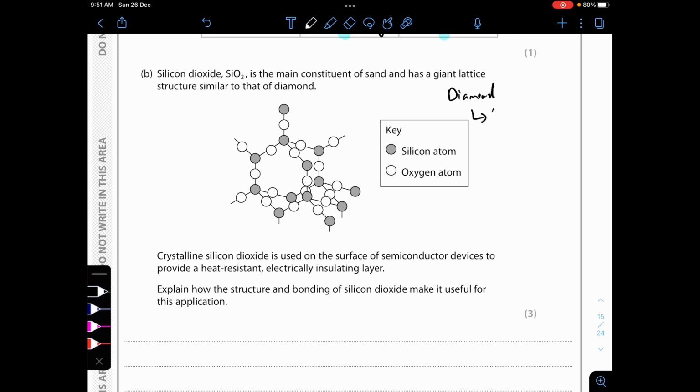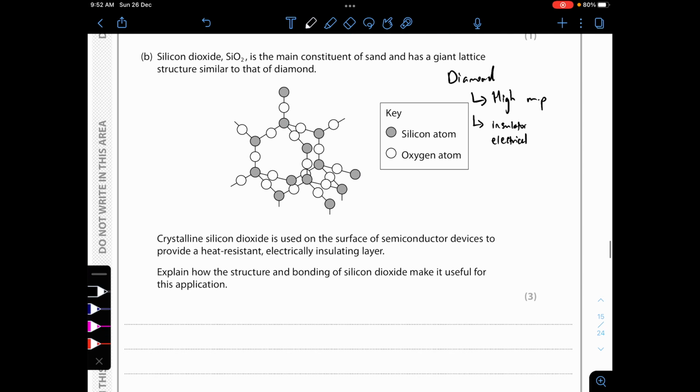It has a very high melting point. That's a key of diamond, and it's also a bad conductor of electricity, right? So you can say it's an electrical insulator. Okay, so why is that? It's a similar shape, isn't it?